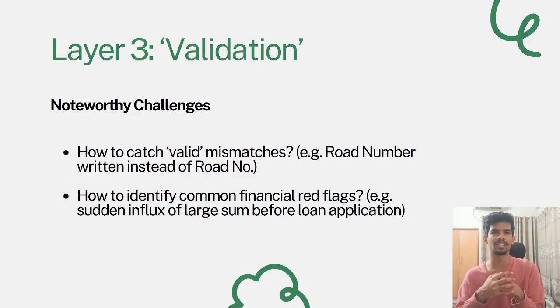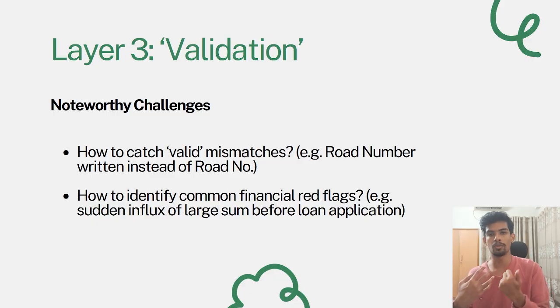There are two noteworthy challenges. Number one, how do you catch valid mismatches like road number versus RDNO written on the address? They both mean the same thing, but if you do a literal check, the result would come out as false, right? Secondly, how to identify common financial red flags. For example, if someone loads up their account with a lot of money just before the loan application to ensure that their account looks healthy. So there should be some sort of validation mechanism for it.